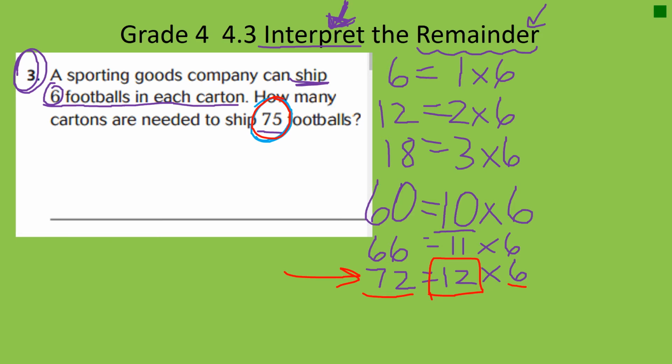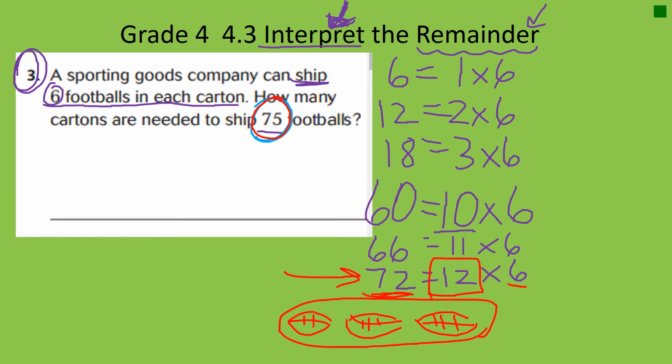Okay, so we packed 72, so we have 72, let's draw a football, 73, 74, make them look more footballish, 75. There are the 75 footballs. So how many were left over that weren't in a set of 6? 3. So they just don't need 12 cartons. They have to break out another carton for those 3 footballs.